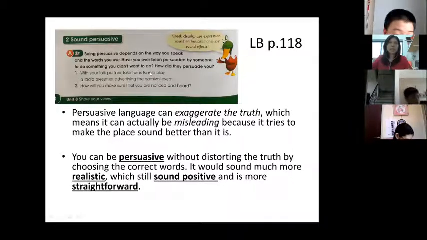Please pay attention because in the end, I'm going to ask you to write a persuasive text. Now, being persuasive depends on the way you speak and the words you use. Have you ever been persuaded by someone to do something you didn't want? So, children, tell me your experience. How did they persuade you?